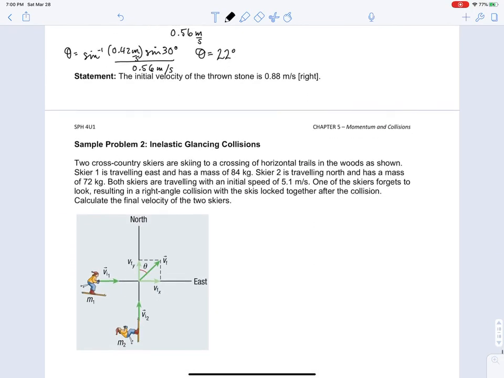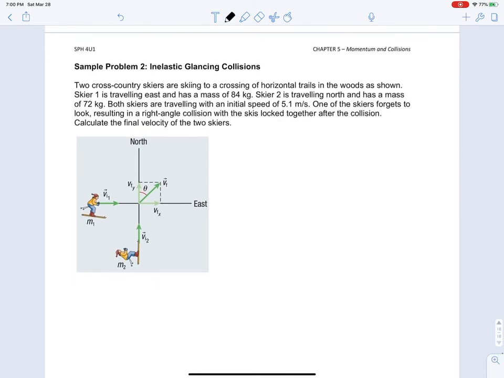Let's take a look at an inelastic glancing collision. So, the two objects will be stuck together in this perfectly inelastic collision. It also makes solving these problems a little bit easier, so I always appreciate these types of examples.